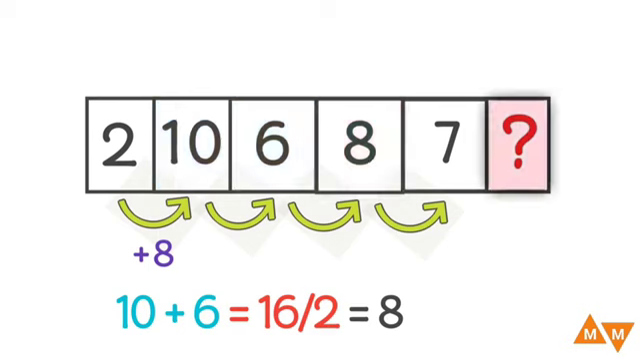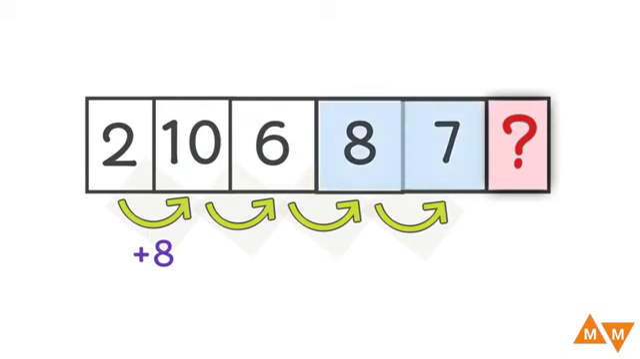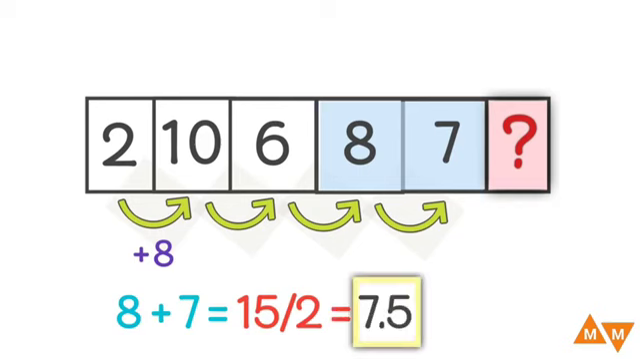So, to find the last number, we will add these 2 numbers. Here 8 plus 7 will give 15 and then divide it by 2. So we will have 7.5 as our final answer.